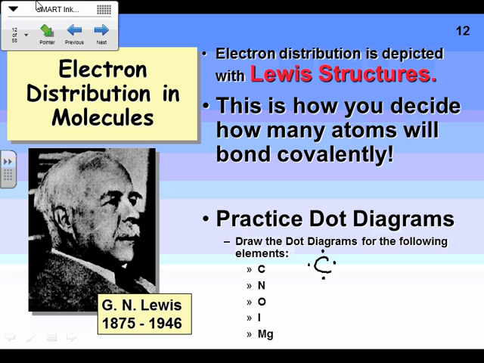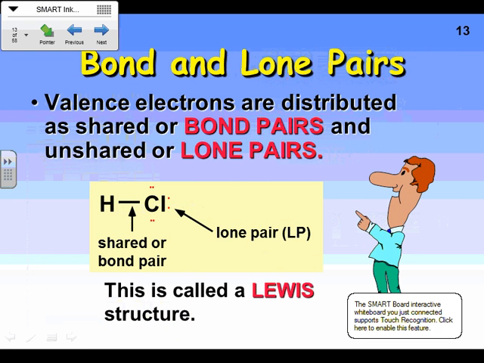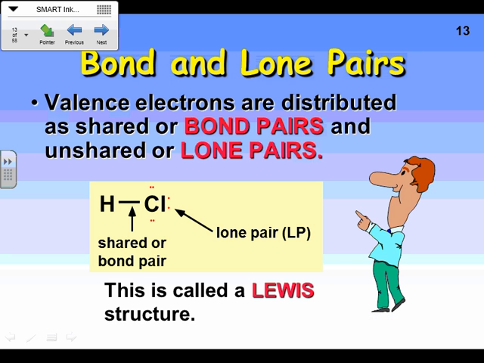What's happening? Everything was flashing. Okay. So, okay, you got the practice right there. So you can write those down if you want to for carbon, nitrogen, oxygen, iodine, and magnesium.